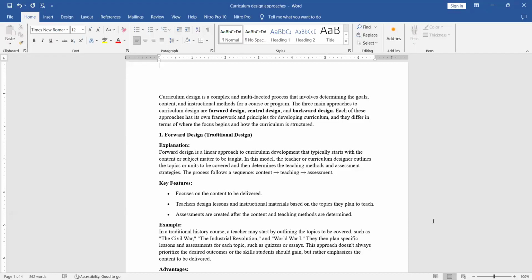So there are three main approaches to curriculum design: forward, central, and backward. Each of these approaches has its own framework and principles for developing curriculum, and they differ in terms of where the focus begins and how the curriculum is structured, especially in their alignment of input, content and output. Input is the ILOs, the objectives.